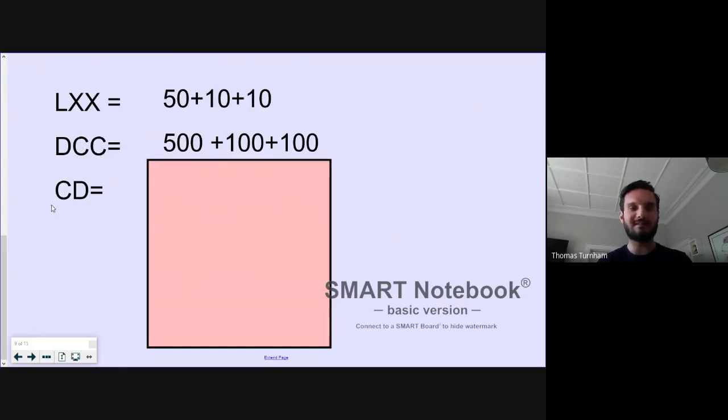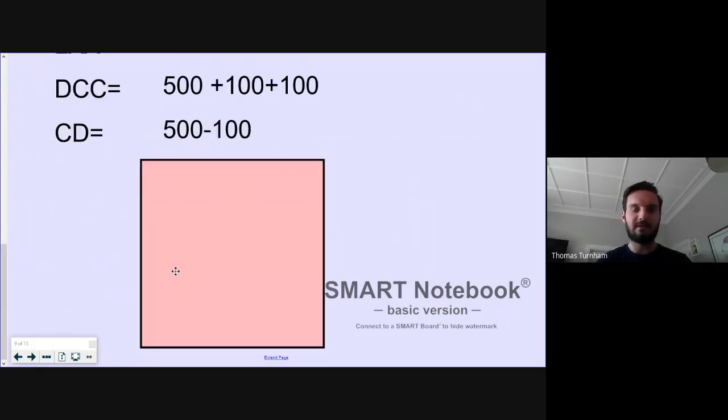And lastly, what about CD? What does CD mean? We know that D is 500. We know that C is 100. What's CD? Hopefully you remembered that the C is before the D, which means it's a subtraction. So we're doing 500 take away 100, which as hopefully your brains all can manage, that means CD is 400.